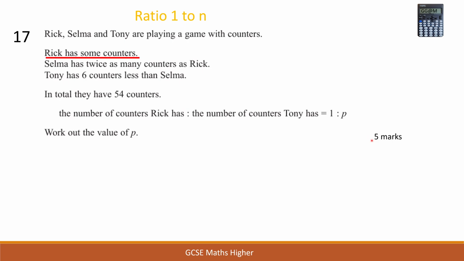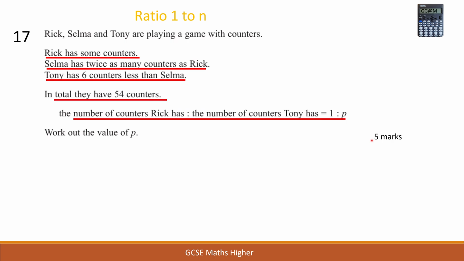Fantastic. So keywords in the question are we've got some counters. Selena has twice as many counters as Rick. Tony has 6 counters less than Selena. And in total there are 54 counters. You've got to work out the number of counters Rick has in relation to the number of counters Tony has in the relationship 1 to p. So if you do this with numbers and then divide by whatever's on the left hand side, it will make it in the form 1 to p. And you need to write down the answer of p.